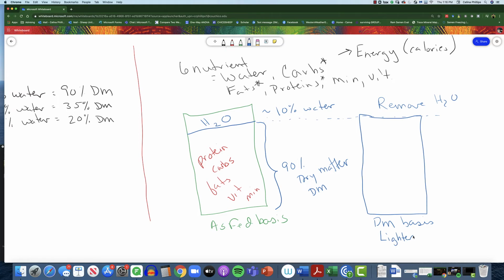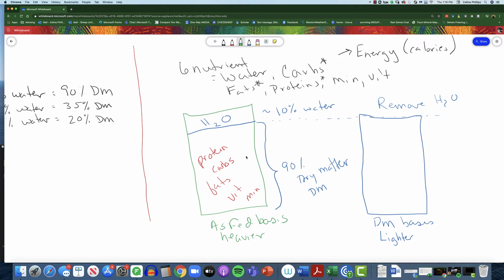Because we've removed the water, we have removed some of the mass of that hay as well. So it's lighter weight. In contrast, when we present it as fed feed, that is going to be heavier weight. So just to make sure we understand, a feed with the water in it is going to be heavier than a feed without the water, which makes sense when you think about it.